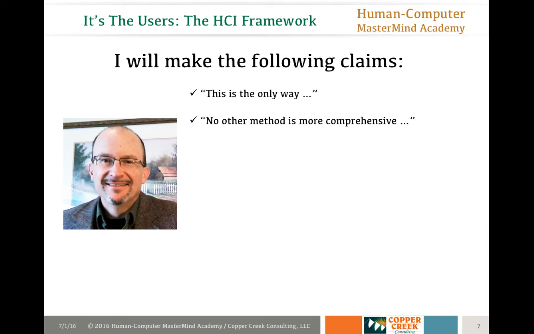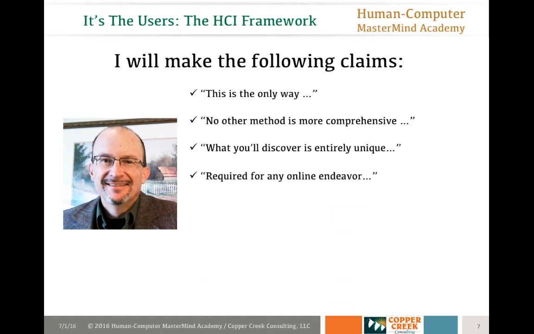All of those methods and systems and programs that I just showed you, every single one of them can be evaluated, improved, validated using HCI. And I'll claim that what you discover is entirely unique, which is true. HCI and the study of HCI and these methods will reveal things that you cannot find any other way. This is all required for any online endeavor.